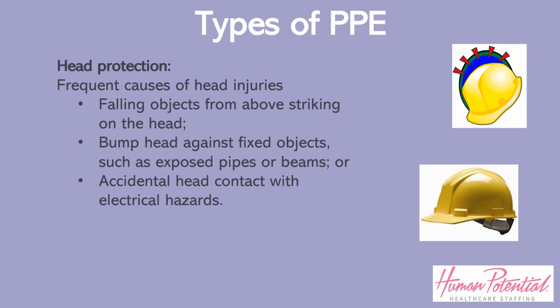Wearing a safety helmet or hard hat is one of the easiest ways to protect an employee's head from injury. Hard hats can protect employees from impact and penetration hazards, as well as from electrical shock and burn hazards. Employers must ensure that their employees wear head protection if any of the following apply. Objects may fall from above and strike them on the head. They may bump their heads against fixed objects such as exposed pipes or beams. Or there's a possibility of accidental head contact with electrical hazards.